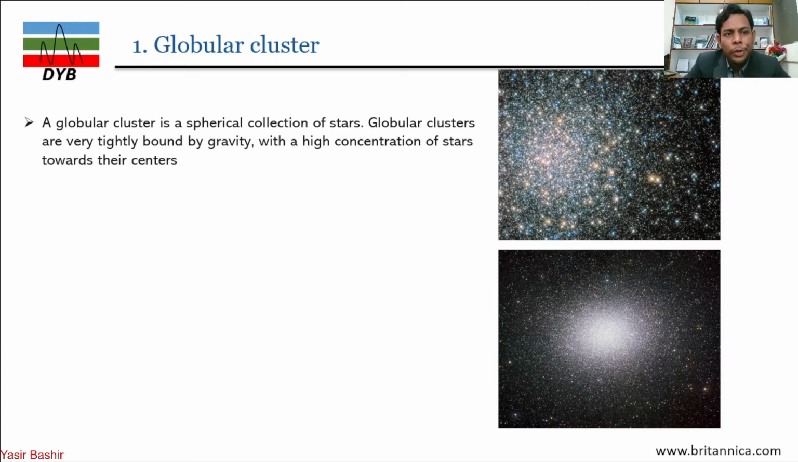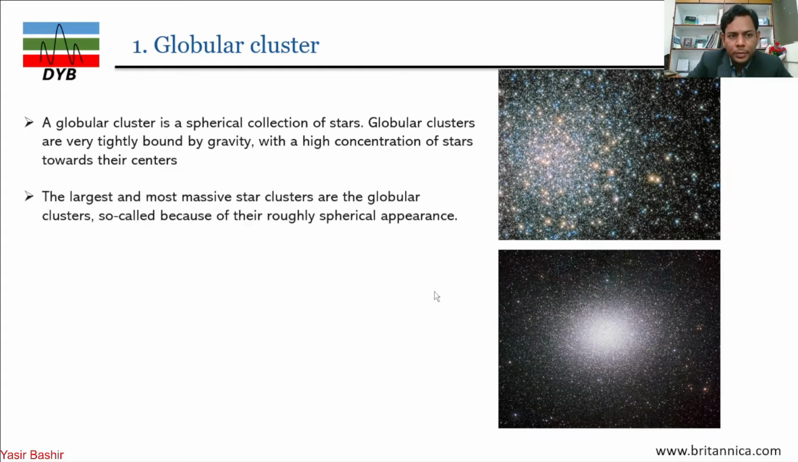So when you look at the globular structure, it's actually a spherical collection of stars. You can look at this figure as well. The globular clusters are very tightly bound by gravity because the gravity is very high, with a high concentration of stars toward the center. So you can see a number of stars in the center. But if you look closely at this part, there are a number of stars other than in the middle. So that is the globular cluster.